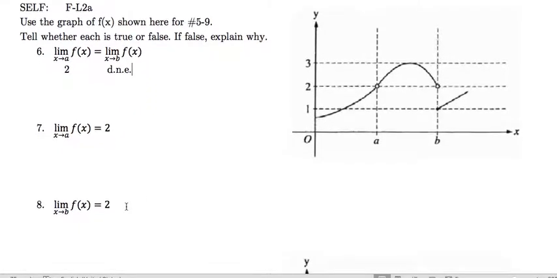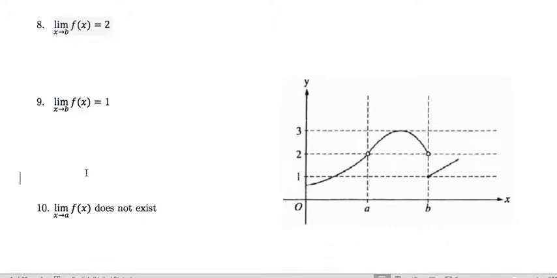Likewise, for number 8, these sort of go in tandem. As you approach b, as we just said a couple of minutes ago, this limit is non-existent because as you approach b from two sides, you get two different values. So the justification for it does not exist must be that you get two different values from either side, left and right.